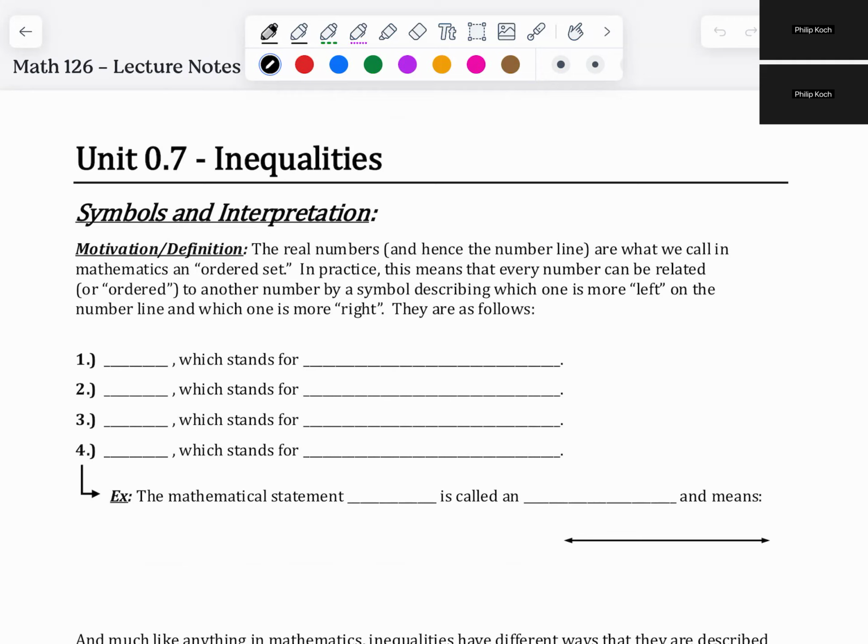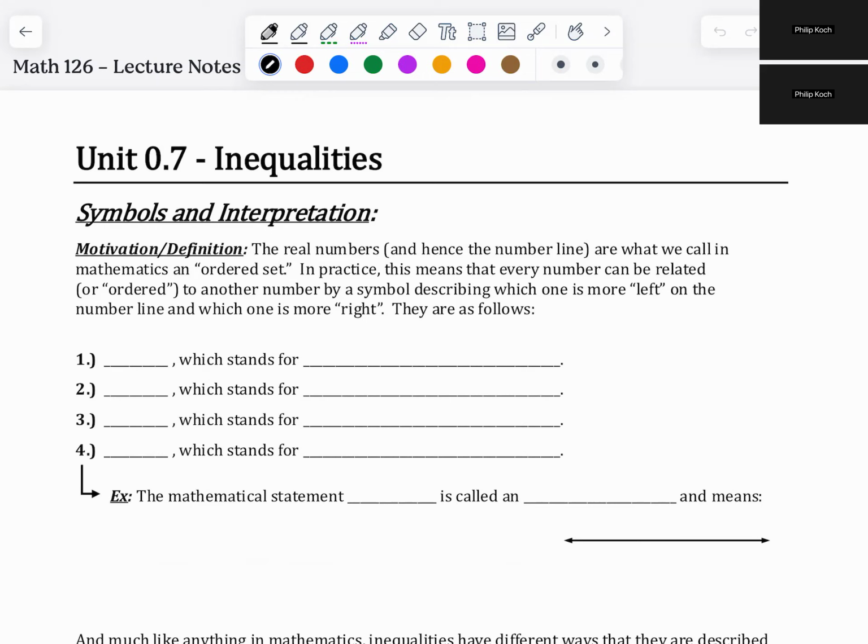So just if we haven't seen them before, the real numbers, and hence the number line, are what we call an ordered set. That's a very, very unique property in mathematics. Plenty of things that we study are not ordered sets, but in particular, what that means is that we can relate or order everything in the real line based on where it is on the number line through a myriad of symbols.